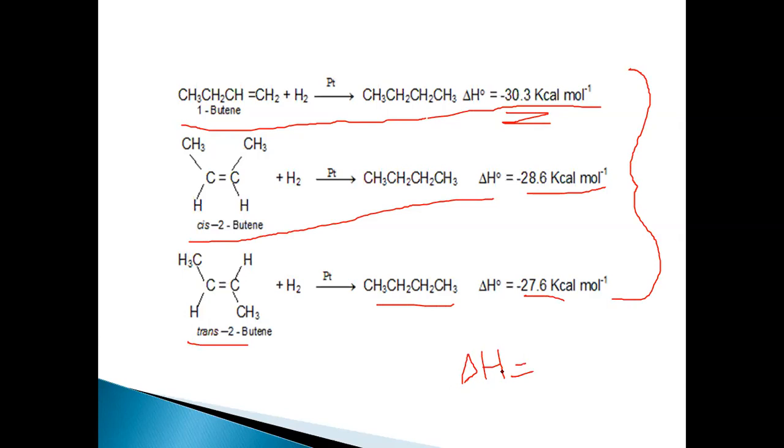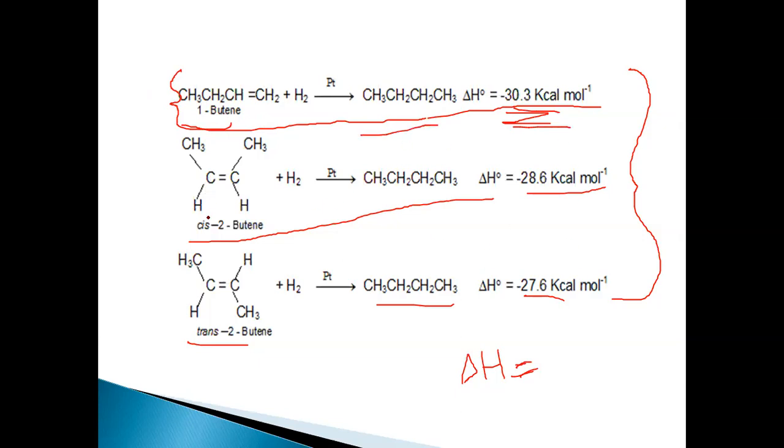So the heat of hydrogenation can be used to arrive at the stability of the molecules. How? The energy released for the conversion of 1-butene to butane is 30.3, with a minus sign because it's exothermic. Which means that the energy associated with this molecule is more. That is why more energy is released when converting it into the product here.